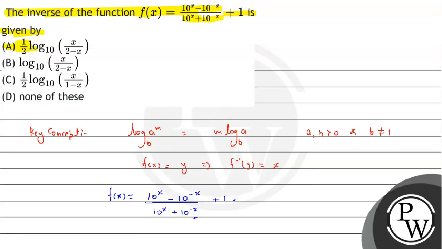So correct option is option number A, 1/2 log of x upon 2 minus x at base 10. Hope you understood it well.